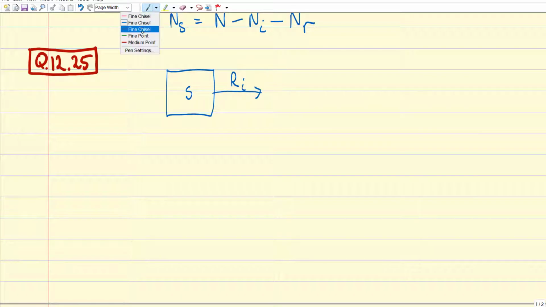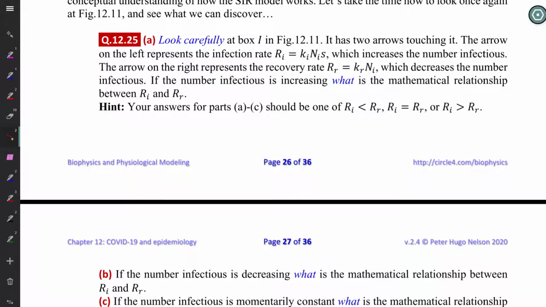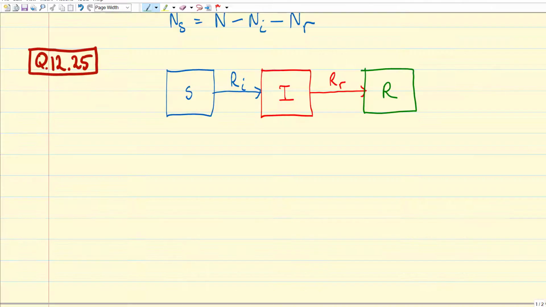The people who get infected end up, conceptually, in box I, because they're infectious, and then once they're there, they can recover, and once they're recovered, they end up, conceptually, in box R, which is the box for recovered folks. Alright, so the question is asking us to figure out what the mathematical relationship is, the first one being when it's increasing. So let's talk about that.